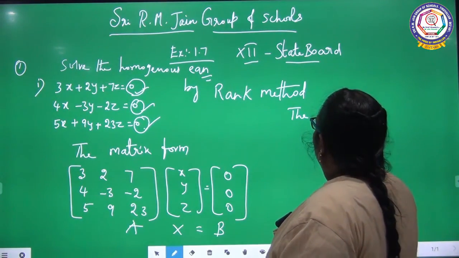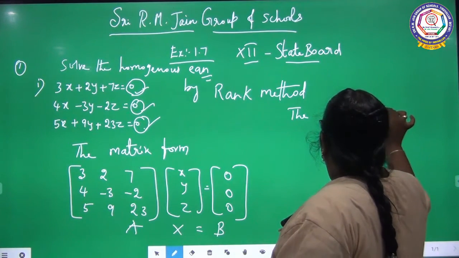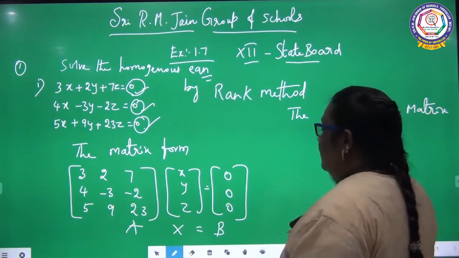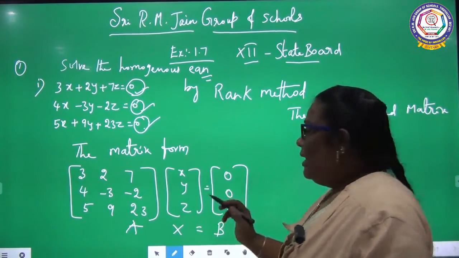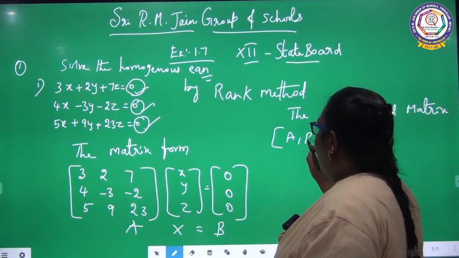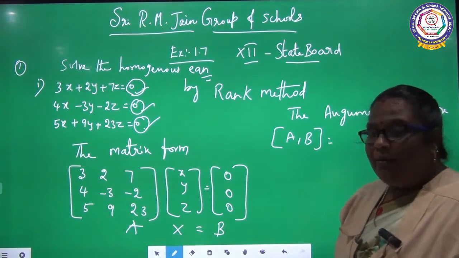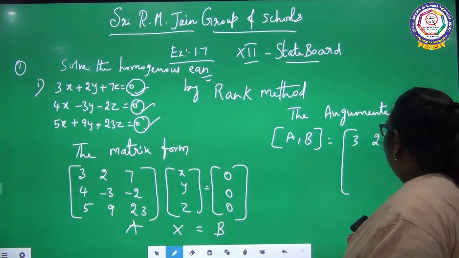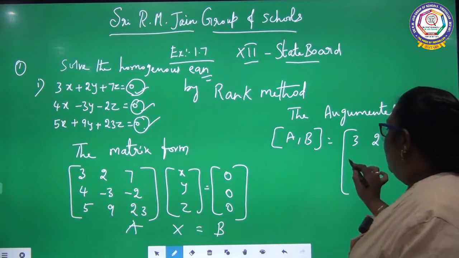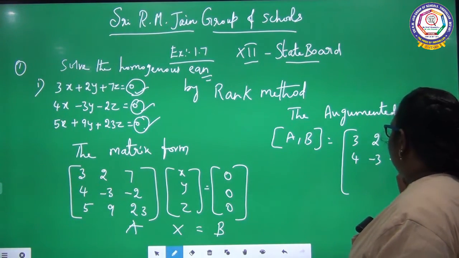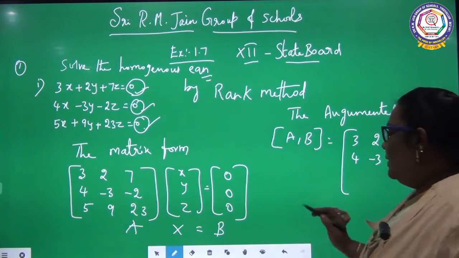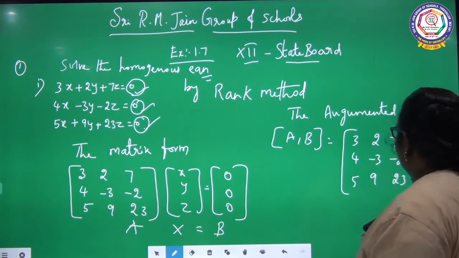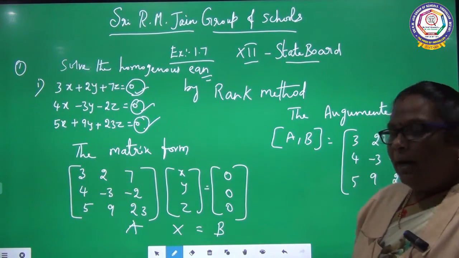The augmented matrix means you can write A, comma, B. What is the A value here? 3, 2, 7. What is the B value? 0. 4, minus 3, minus 2, 0. Next, 5, 9, 23, 0. This is the B value. A, comma, B.